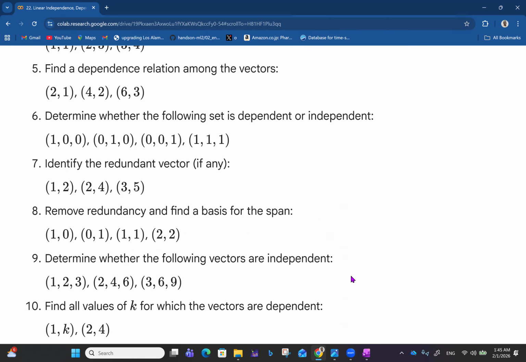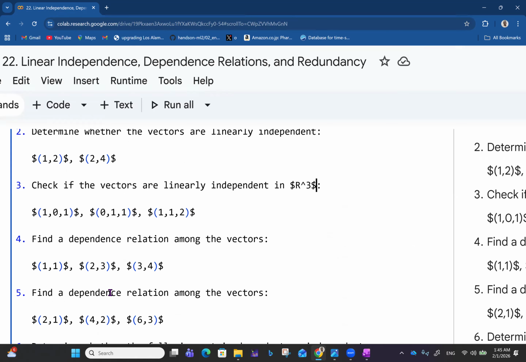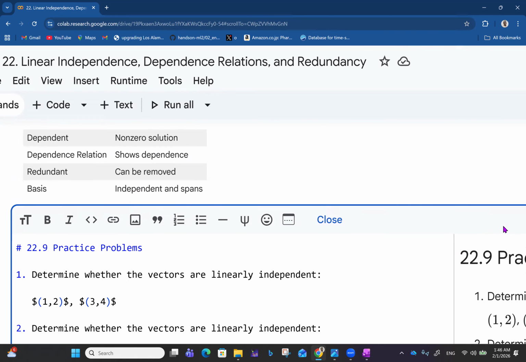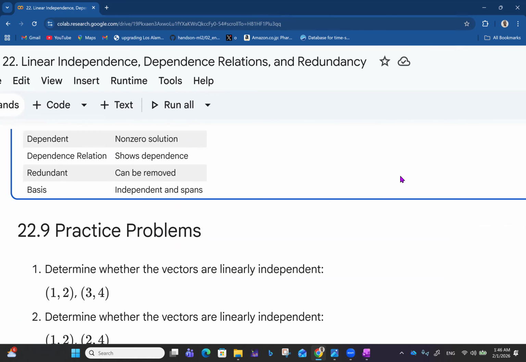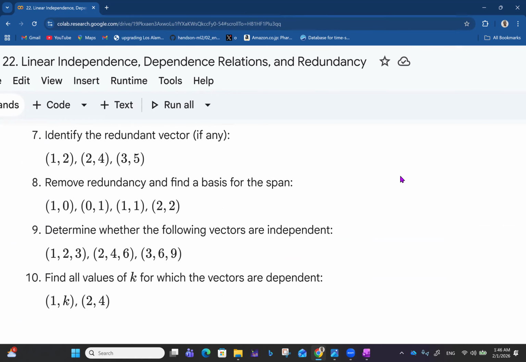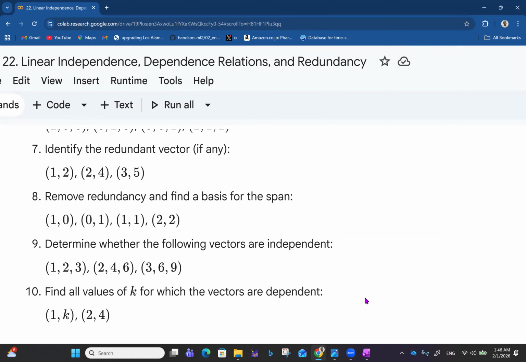Determine whether the following vectors are independent. You know the trick. In this case, they are linearly dependent. You don't even have to go too far. But if you want to do the matrix thing, just do your matrix and reduce. You can see (2, 4, 6) is a multiple of this, and (3, 6, 9) is a multiple of this. So these two are redundant, so they are linearly dependent, right?